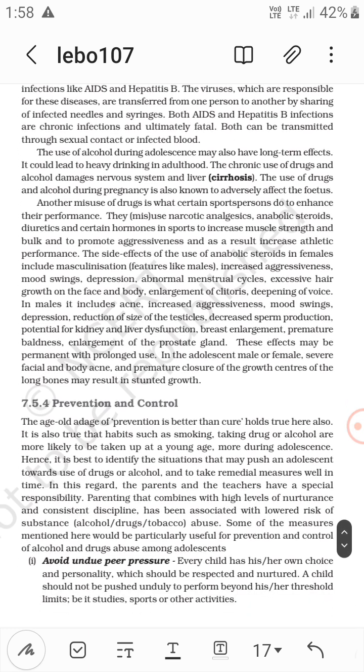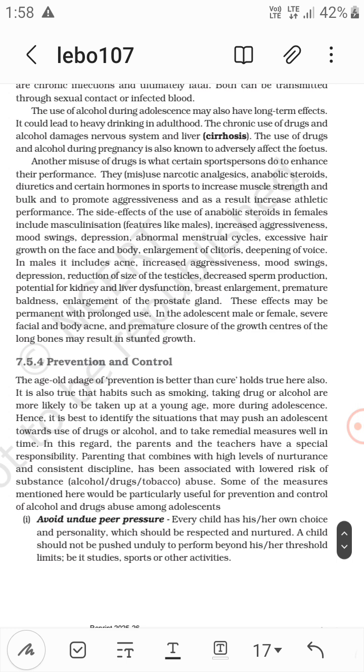In the adolescent, male or female, severe facial and body acne and premature closure of the growth centers of the long bones may result in stunted growth. These effects may be permanent with prolonged use. So male or female adolescents, if they do all these types of misuse, may suffer severe facial and body acne and stunted growth.